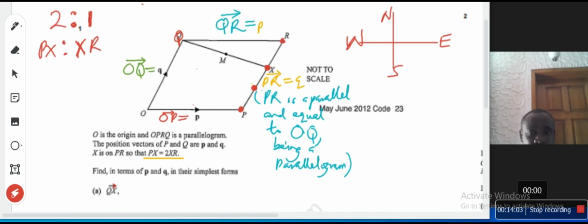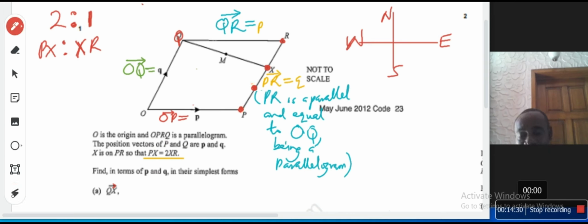So PX ratio XR, we are given PX is 2 times XR. You are seeing it as I'm circling it. So PX we collect 2, XR we collect 1. So what's the sum of ratio? 3. So it's like dividing into 3 equal parts. Just the same way you do ratio.